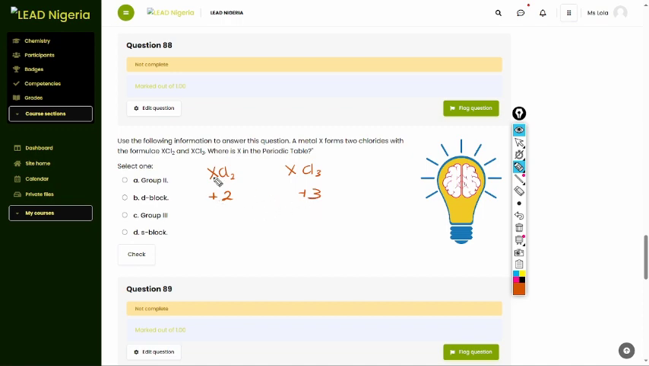What this means is that X has multiple oxidation states, and this characteristic of having multiple oxidation states is unique to transition metals, and transition metals are also called D block elements. So the correct answer is B. It is a D block element because it has multiple oxidation numbers, which is unique to transition metals. So the correct answer is B.